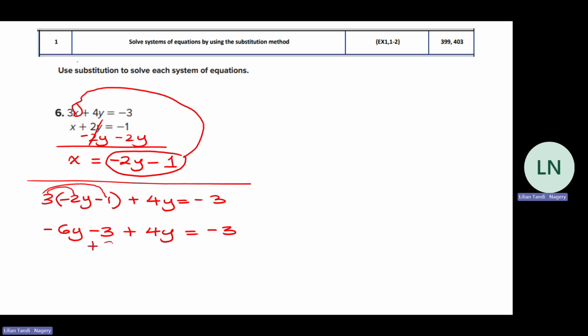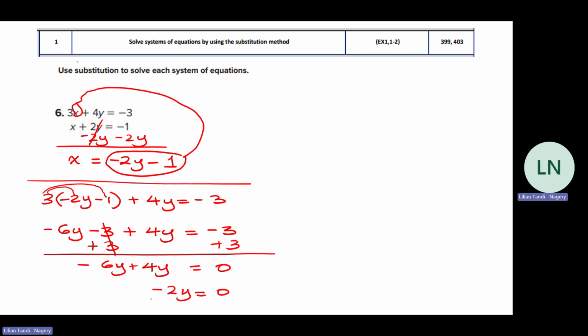I will add 3 on both sides. I will get negative 6y plus 4y equals 0. Okay? Now, negative 6y plus 4y will be negative 2y equals 0. I will divide by negative 2 on both sides. Y is 0. Okay?